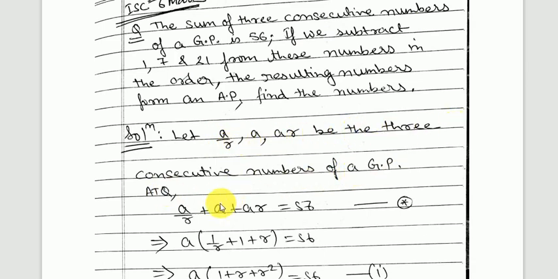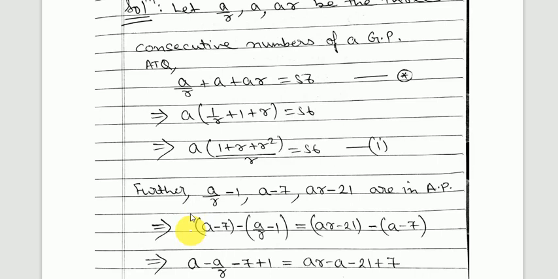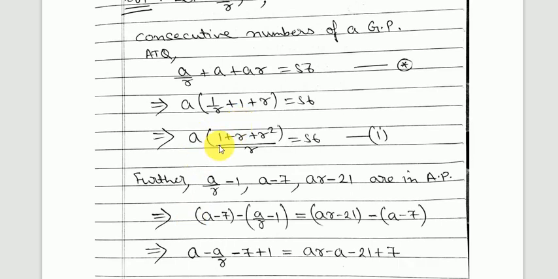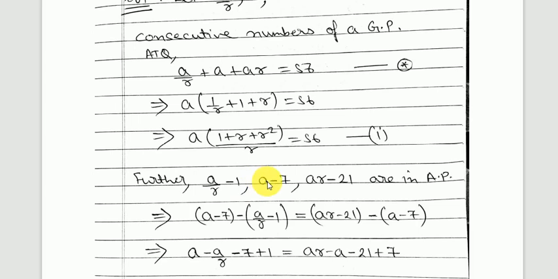According to the question, the sum of these numbers should be 56. So here A is common, so I'm left with A into 1 upon R plus 1 plus R equal to 56. Then taking LCM, I get A into (1 plus R square) upon R equal to 56. Give it equation 1, marked as star. Now next it's saying that from the first term you subtract 1, from the second you subtract 7, and from the third you subtract 21. Then the resulting numbers will be in AP. That means the second term minus first term will be the common difference, and the third term minus second term will also be the common difference.